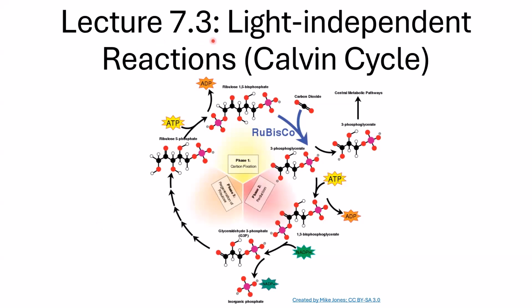Welcome to Lecture 7.3, in which we will go over the light-independent reactions, also known as the Calvin cycle. This is a summary of the light-independent reactions, and similar to the citric acid cycle, it involves combining two molecules together at the beginning, and one of the molecules is regenerated at the end to be used in another round. I will point out the parts that you should know for this class as we go through the video.